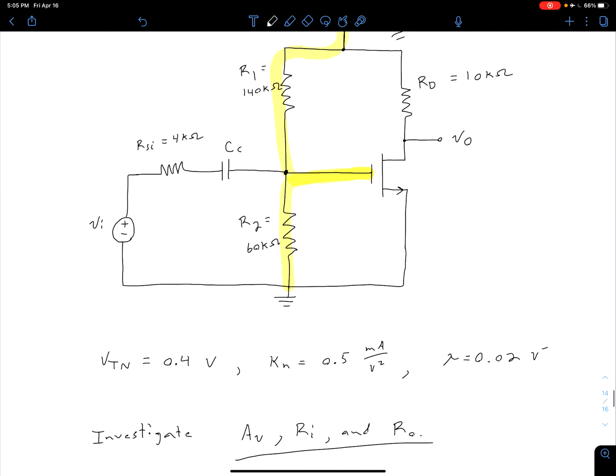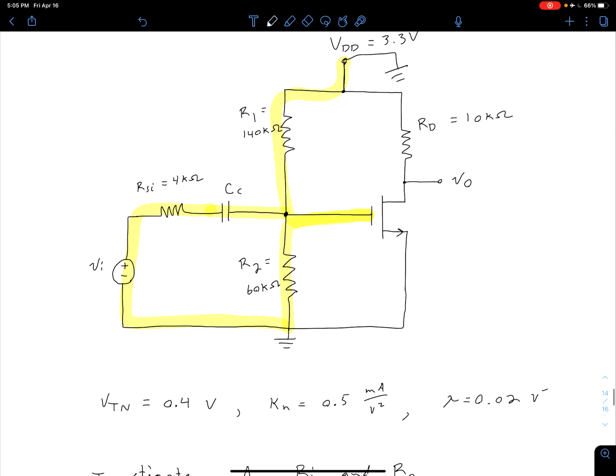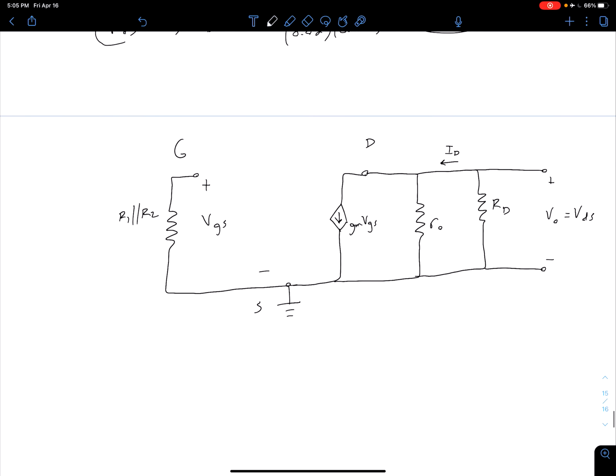Also between our gate and ground, we can go through this coupling capacitor, which remember is going to act like a short circuit to AC signals. We go through RSI through Vi to ground. So let's add that down here as well. We're going to have some RSI right here. And we're also going to have our input, Vi. This was RSI.